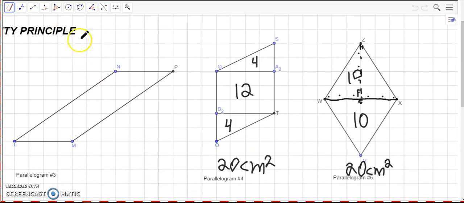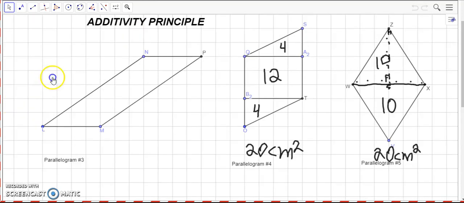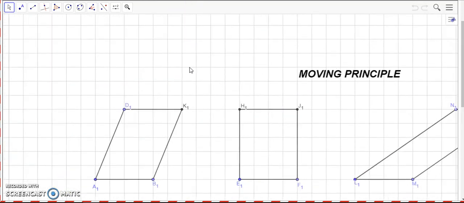Okay, so I'm going to use my move tool, and we're going to look now at the moving principle.